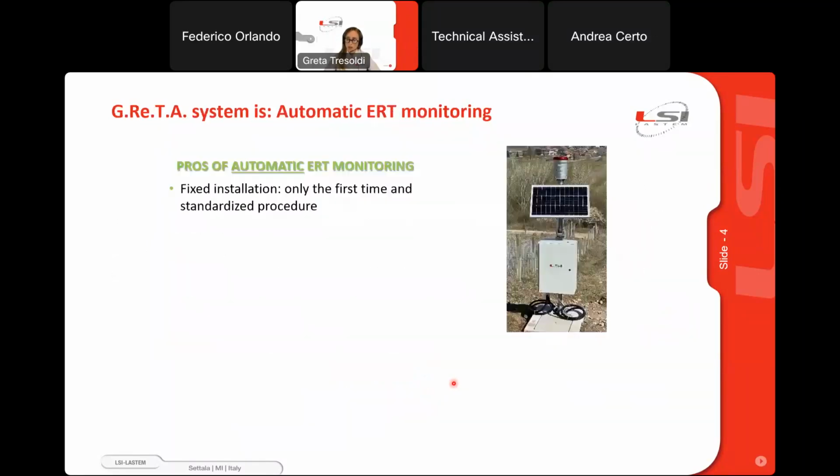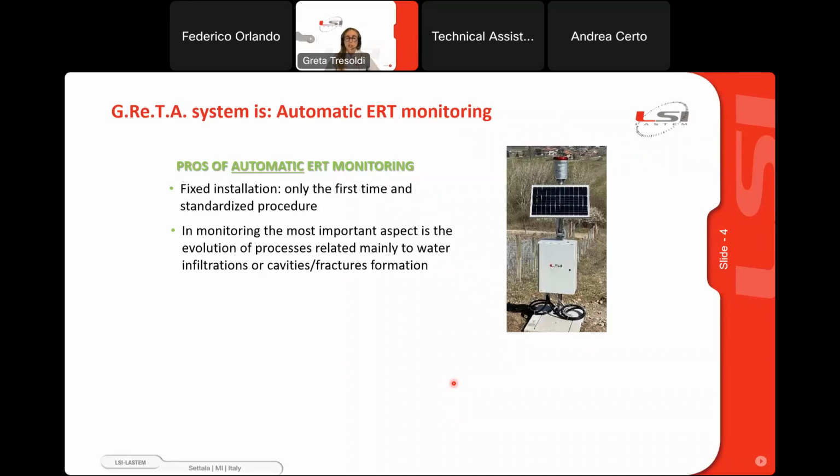But now we are speaking not only about ERT measures, we are speaking about automatic ERT monitoring, because the GReTA system works with monitoring over time. So which are the main pros of automatic ERT monitoring? First of all, that the system is fixed, and so you need to install it only the first time with a standardized procedure. We are monitoring over time, so the most important aspect is the evolution of the processes related mainly in a given soil to water infiltration.